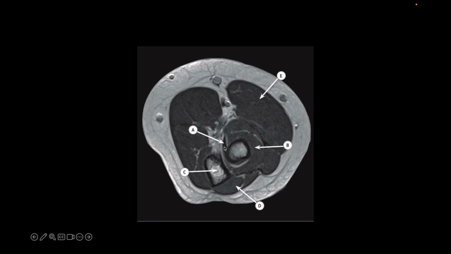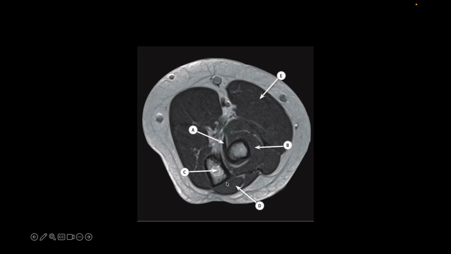Let's look at this one. A, you can see there's a tendon attaching to this bone here. This is rounder and it looks like the radius. And also around the radius, you've got this quite distinct muscle, which is your supinator muscle. So A would be the tendon of the biceps brachii muscle. B would be your supinator muscle.